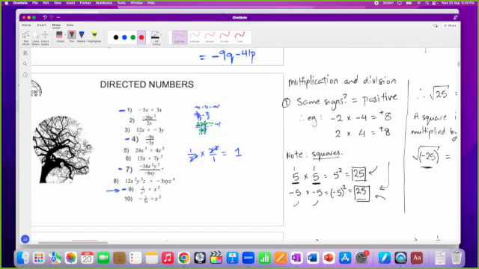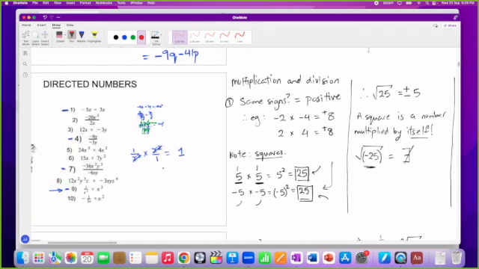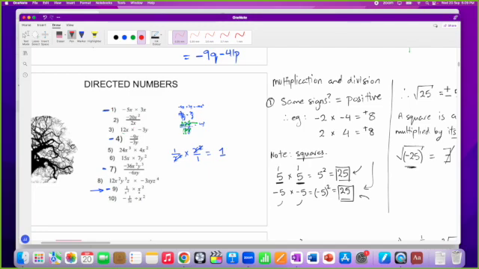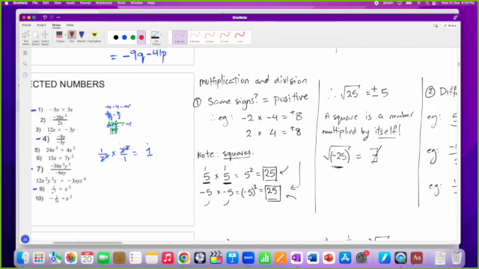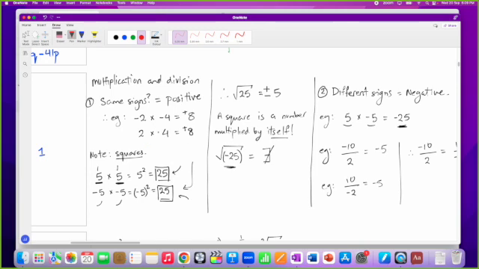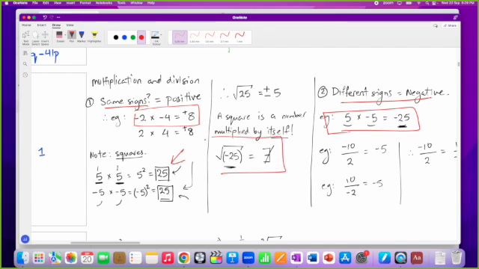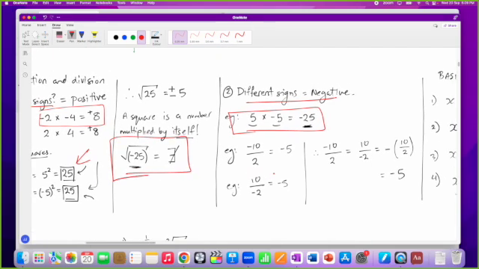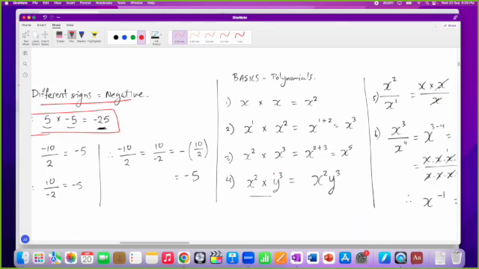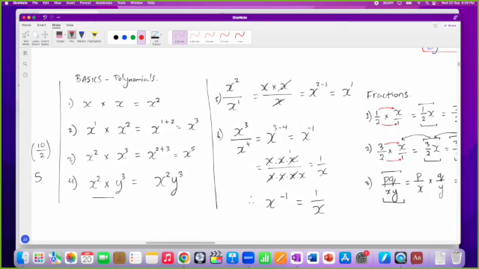We have directed numbers here. We're talking about multiplication and division of polynomials now. And we had to review those rules for multiplication and division. If the signs are the same, the answer is positive, and if the signs are different, the answer will be negative. The same thing applies with polynomials as well. We talked about squares and why you could never have the square root of a negative number. So all of these things we covered in the last class, and basic polynomials we did as well.